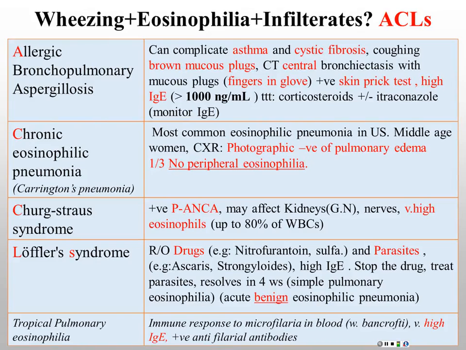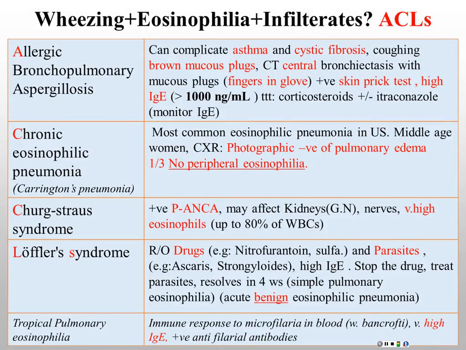It can cause central bronchiectasis, finger and glove appearance on the CAT scan. IgE level will be very high, above 1,000, and the treatment is steroid. Plus or minus itraconazole can be used as a steroid-sparing agent, but the main treatment is steroid. So we have to think about that. If you have a case of resistant asthma, the patient keeps coming and nothing is working, make sure he's not developing allergic bronchopulmonary aspergillosis. Should be in the differential.